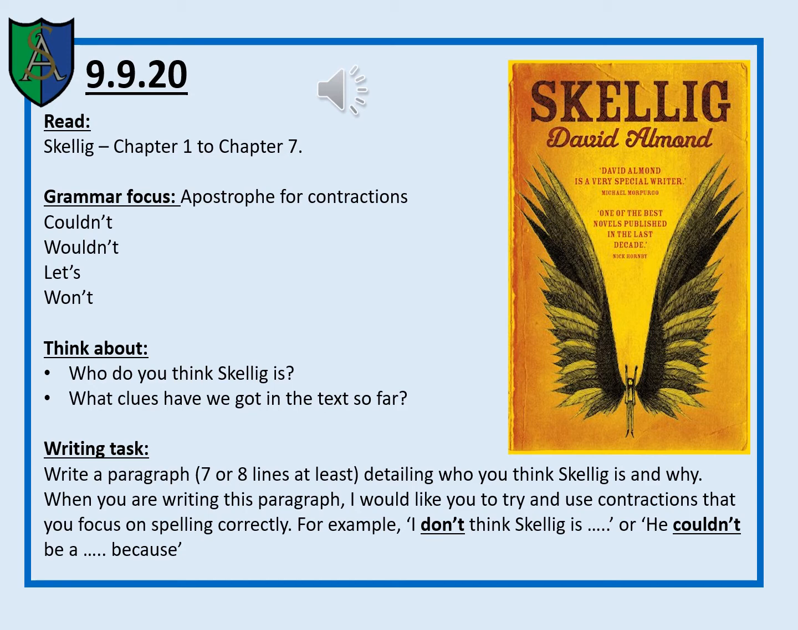When you're writing this paragraph, I'd like you to try and use within it some of the contractions that you've written in our grammar focus, so some of those contracted words. So for example, you might start a sentence with, I don't think Skellig is, or he couldn't be our, whatever it is, because. So try and get some contracted words in, and just as I've done in my sentences there, underline them when you've finished so they really stand out. So writing a paragraph, detailing who or what you think Skellig is.